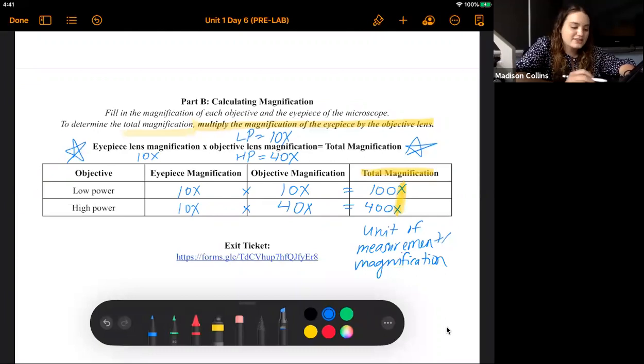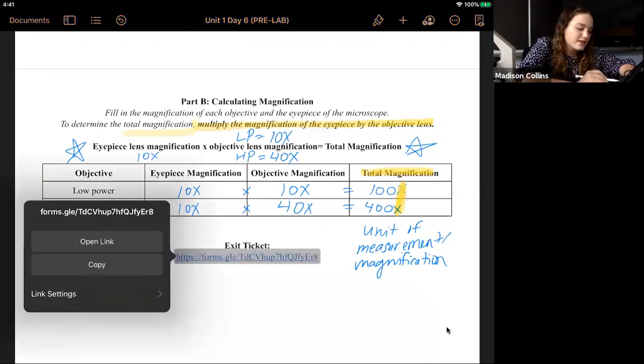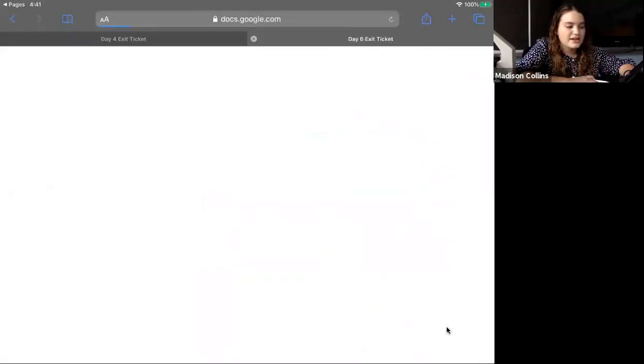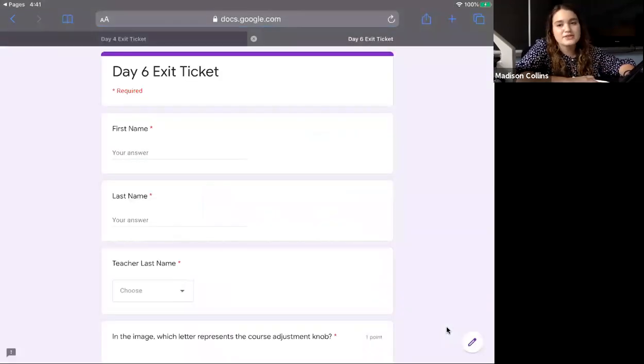All right, and that is officially the end of your pre-lab. So now what I need you guys to do is click on this link at the bottom that will take you to your exit ticket. Open that link, fill out these questions, and submit these notes on Google Classroom.